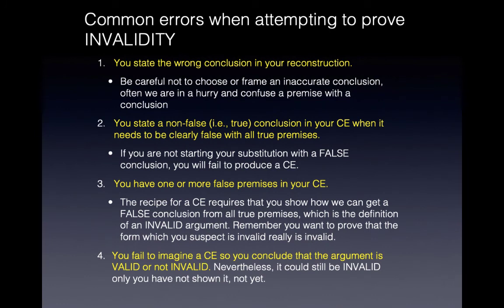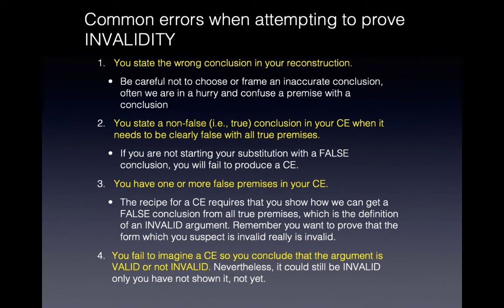I want to mention some common errors when you attempt to prove invalidity. Seriously, review these. I still commit at least one of these a month, I guess, when I'm analyzing arguments seriously. Number one, you state the wrong conclusion in your reconstruction. You still have to have that basic skill of recognizing accurately the conclusion from among the other statements, the assumptions, the premises. That's a learned skill. We're all going to make mistakes. If we make a mistake, we try again. Be careful not to choose or frame an inaccurate conclusion. We're often in a hurry and we confuse a premise with a conclusion.